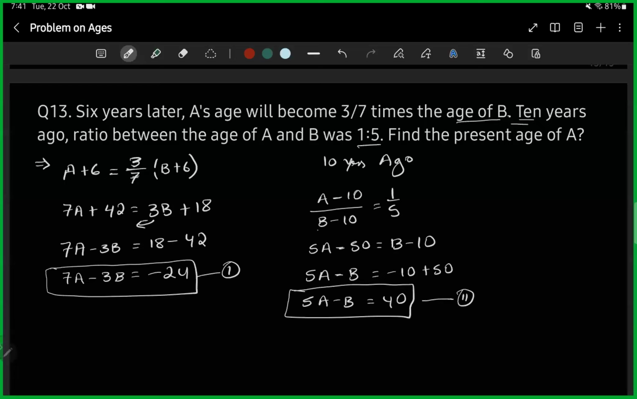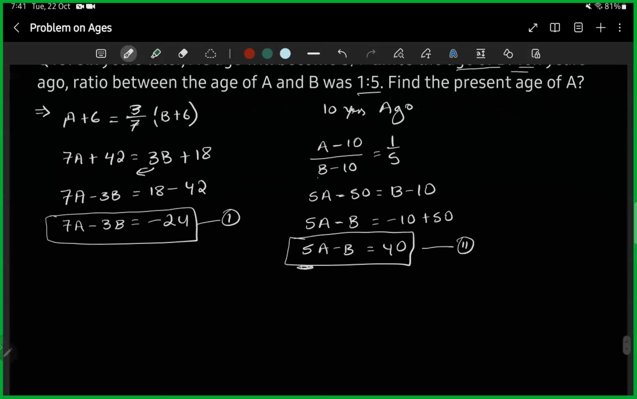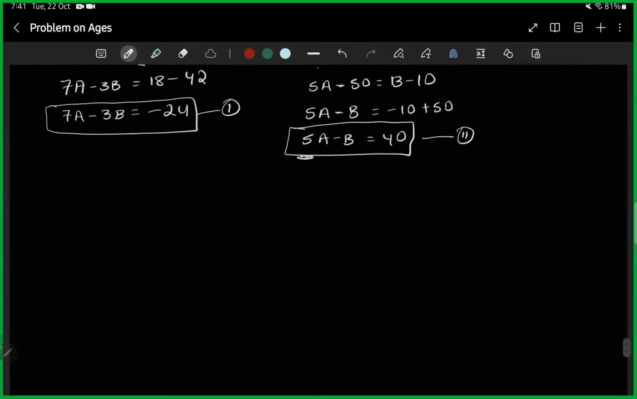Now we have to subtract. This is a lesser number. Equation 2 is lesser than equation 1, so you subtract equation 2 from 1. Here is how this will look.